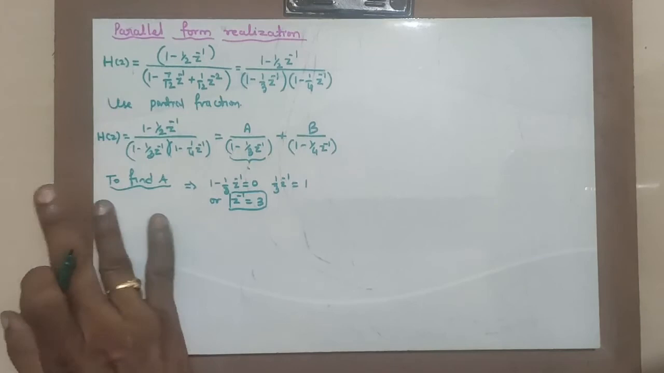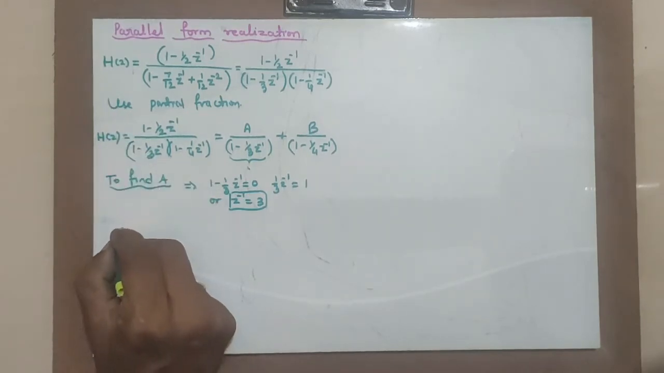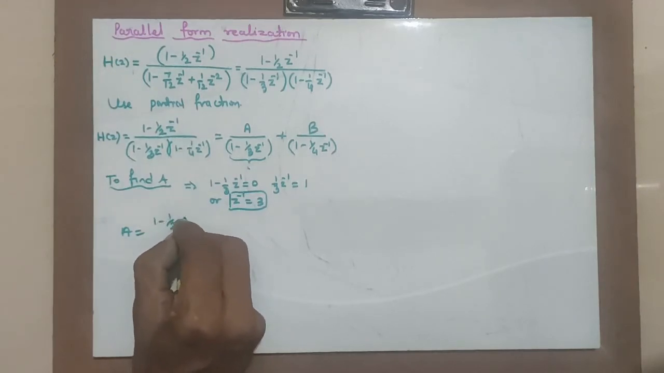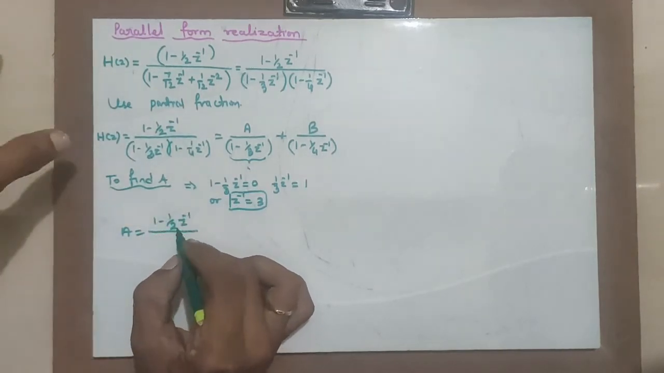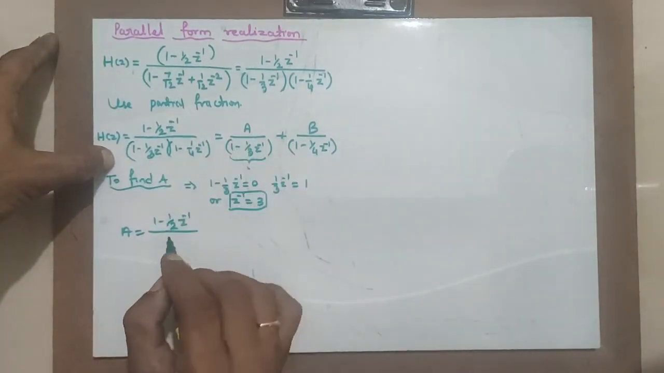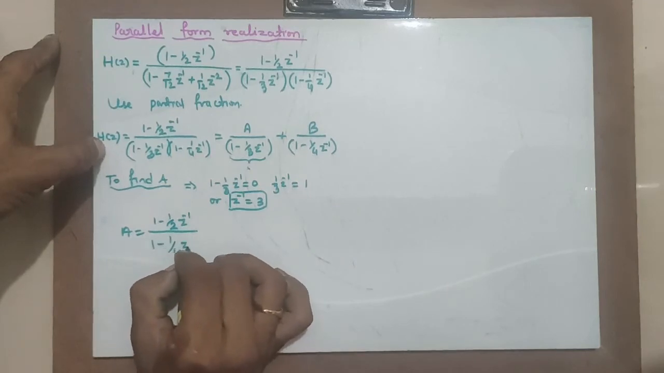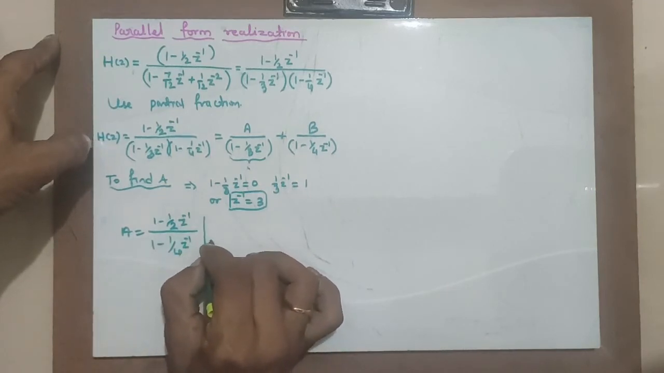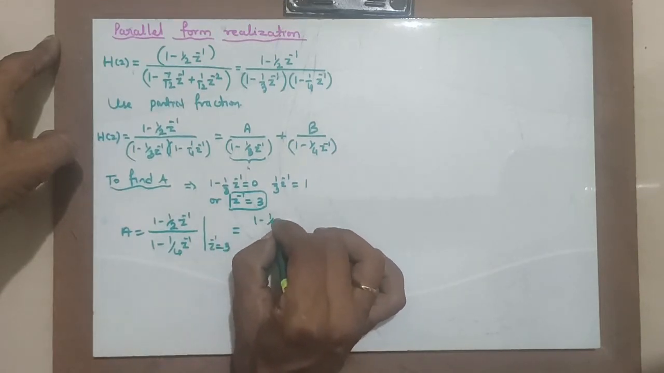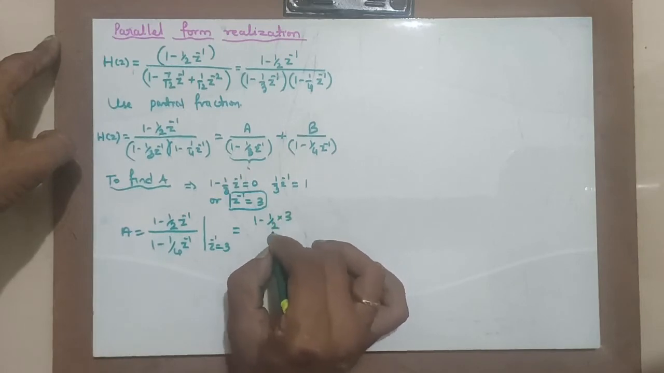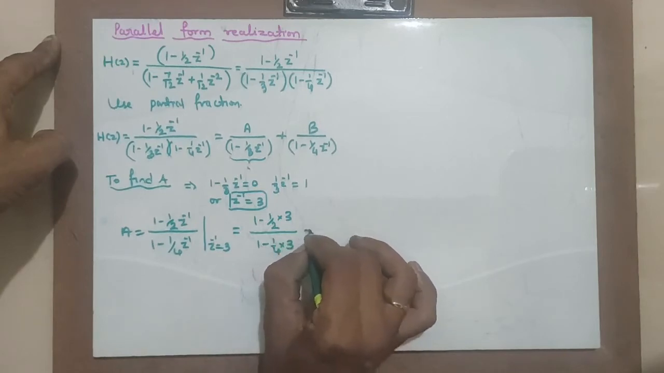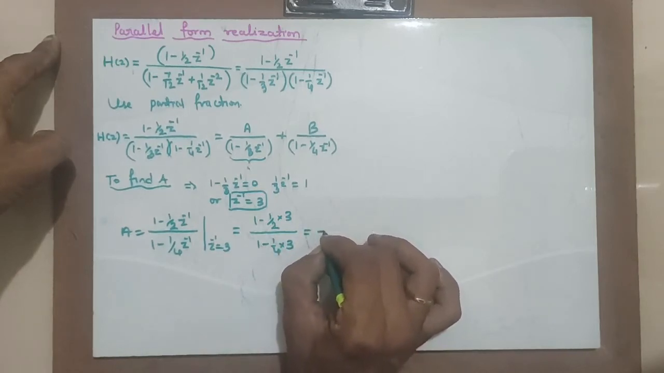To find A, simply I am just using this. A becomes equal to this equation, 1 minus half z raised to minus 1, divided by, this goes out because 1 minus 1 by 3 z raised to minus 1 is the factor which is there with A, 1 minus 1 by 4 z raised to minus 1, with z raised to minus 1 equal to 3. That means 1 minus half into 3 whole divided by 1 minus 1 by 4 into 3. You will see that A becomes equal to minus 2.